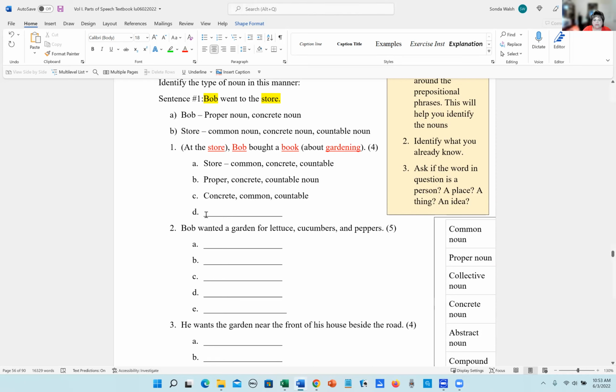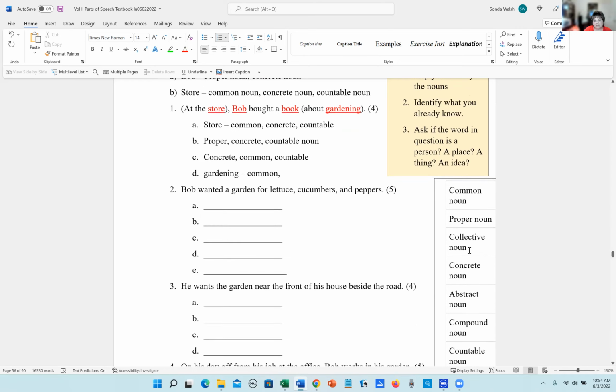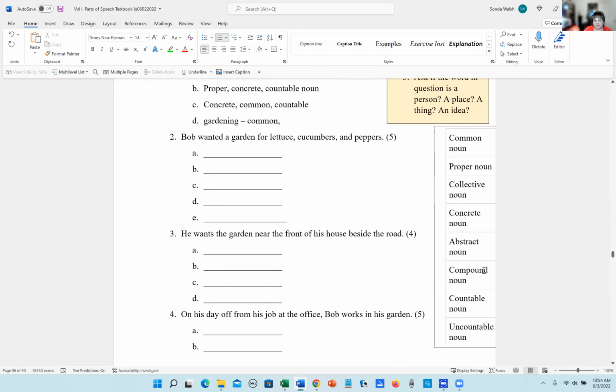So the last word we're looking at is gardening. And gardening is a common noun. It is not proper. It is not collective. I would not even call it a concrete. It's not something you can touch. It is not an abstract noun or compound noun.